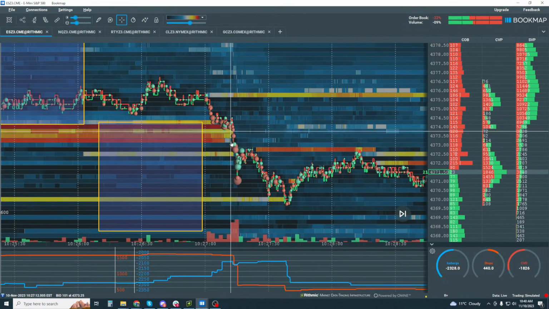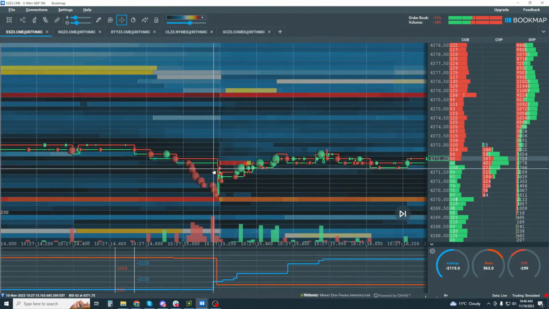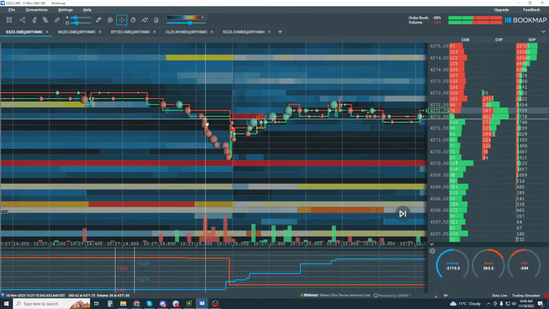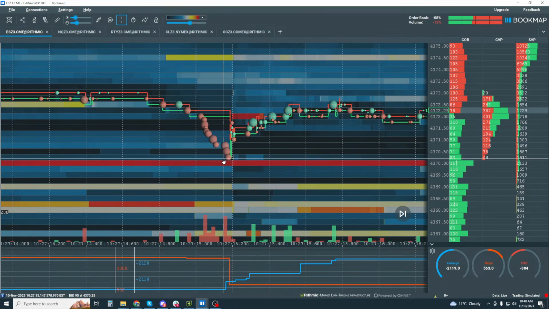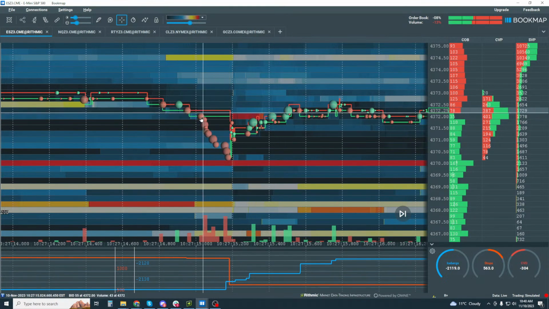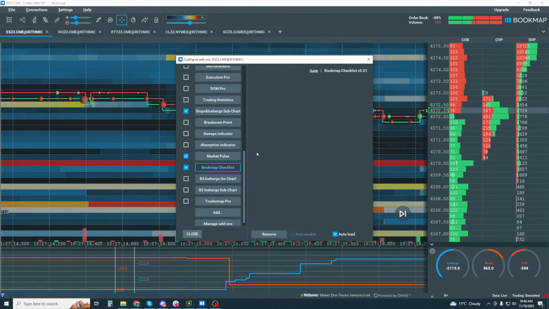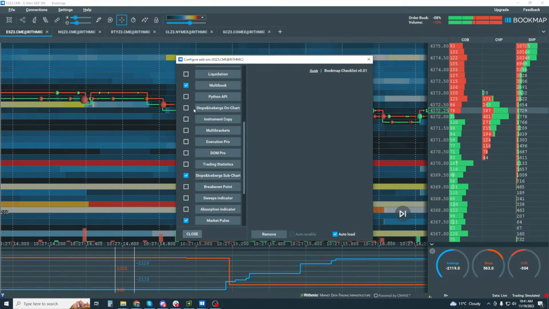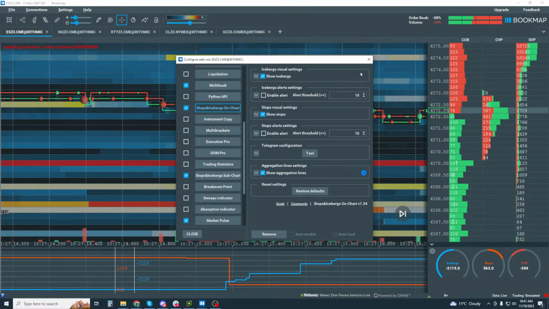And we're assuming that that is the stop run in here. This is pretty picture perfect for a stop run. You see the book sweep here, and we do know that there's stops triggered in here. So this is indicative of it. We have the MBO bundle indicator on chart as well. We can take a look at it in here.